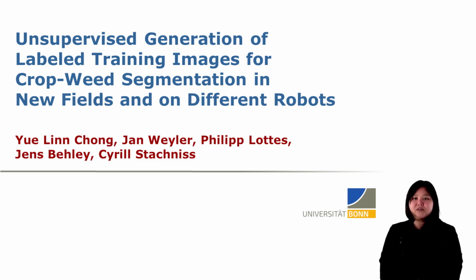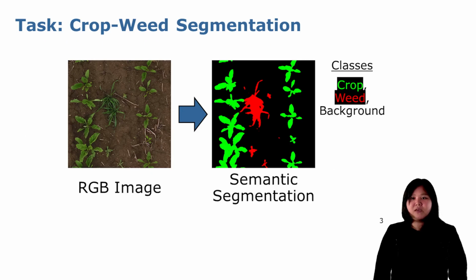Welcome to our talk on unsupervised generation of labeled training images for crop-based segmentation in new fields and on different robots. In crop-based segmentation, we take in as input an RGB image. We then need to classify every single pixel in this RGB image as either a crop, weed, or background class. The task of crop-based segmentation is typically done using machine learning networks. And we train these machine learning networks using labeled data.